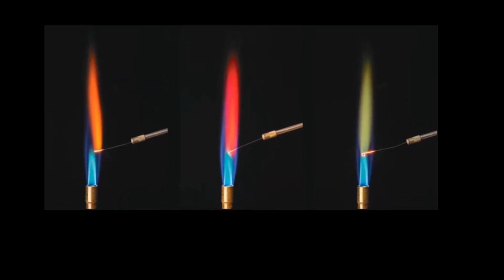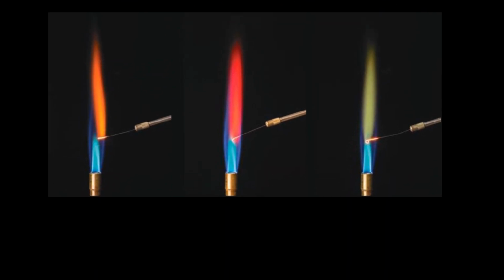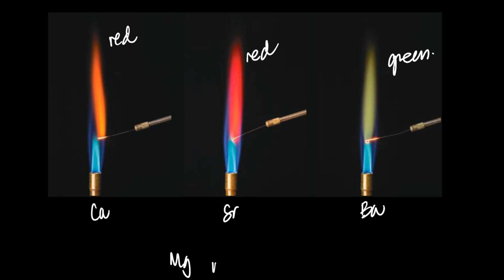So here we have the colors for three of the four. Now the leftmost is for calcium. That's calcium burning in oxygen. The middle one is strontium, and the last one is barium. And these are both considered red. This is orange red, and in different concentrations, it might even be darker red. This is crimson red, so like a little tinge of pink in the red. And this is green for barium. But for the exam, you can learn these both as red for calcium and strontium, and green for barium. And for magnesium, it is white.